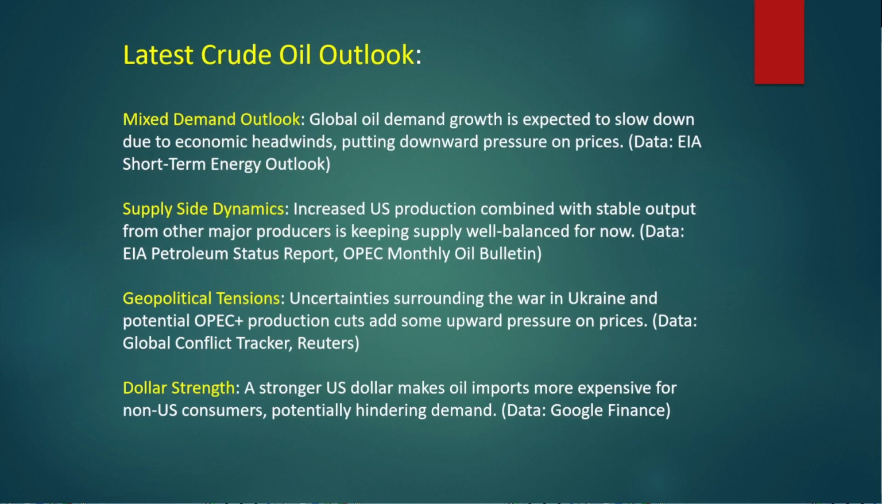In terms of some other outlook, we're looking at global oil demand growth is expected to slow down due to economic headwinds, putting downward pressure on prices. Increased US production combined with stable output from other major producers is keeping supply well balanced for now. Uncertainties surrounding the war in Ukraine and potential OPEC production cuts add some upward pressure on prices. And a stronger US dollar makes oil imports more expensive for non-US consumers, potentially hindering demand.